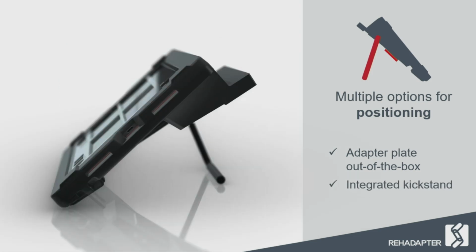On the other hand, we have an integrated kickstand that you can easily push away to position the device at a 45-degree angle on a flat surface, on a table. And if you don't want to position it at 45 degrees, you can also put the kickstand back and position it at a 15-degree angle, which also works really, really well for most of the customers.